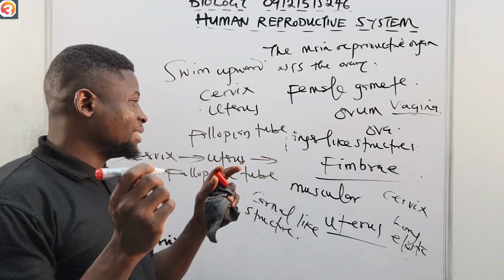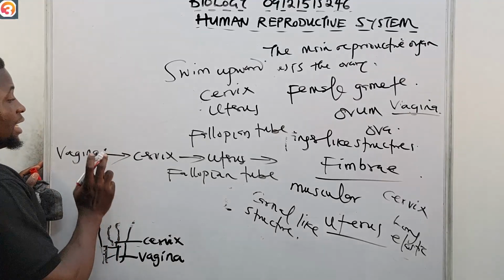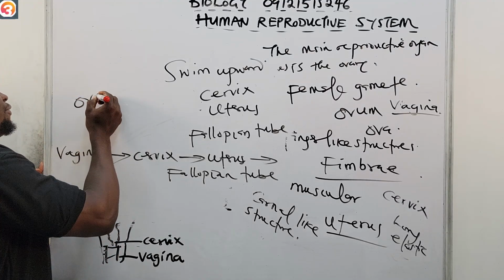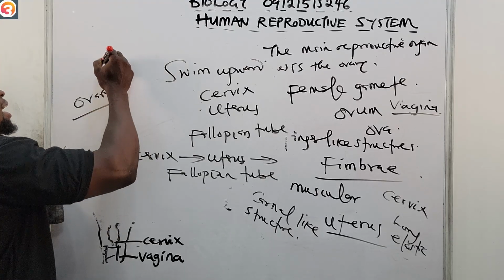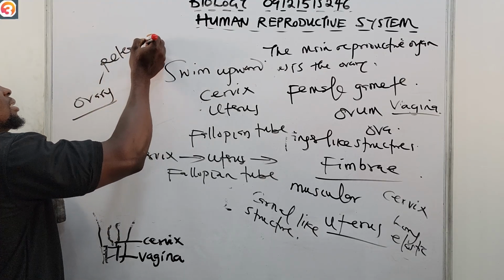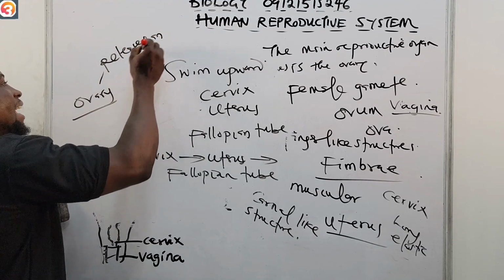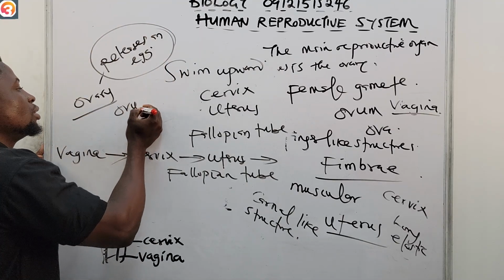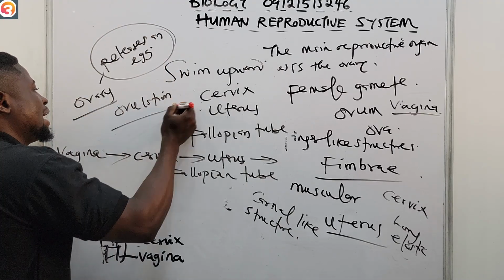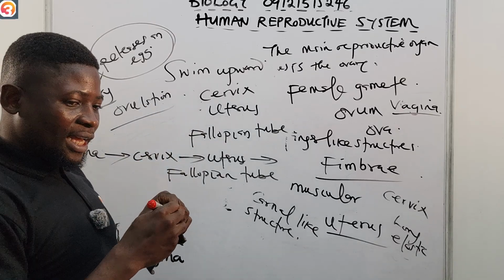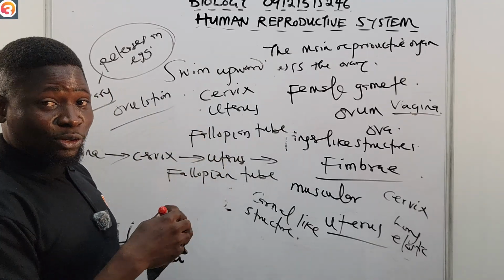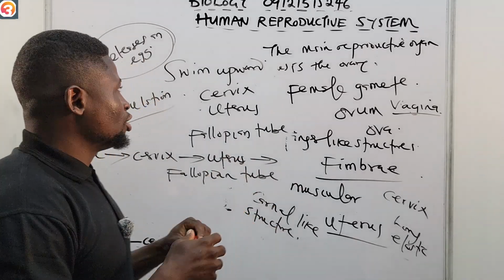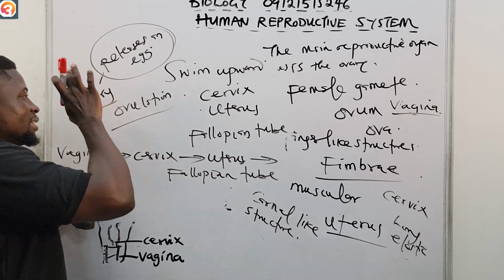And about the same time, the ovary releases an egg. The process of this release of an egg by the ovary is known as ovulation. If you're a guy, I don't expect you to know, but it's good for you to know it because many of you, when you get married one day, will become fathers.